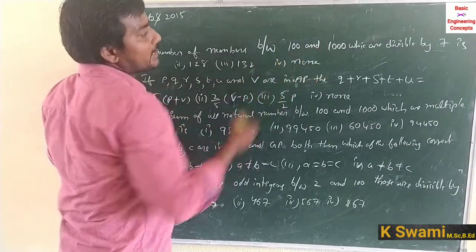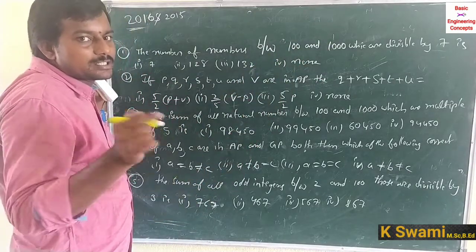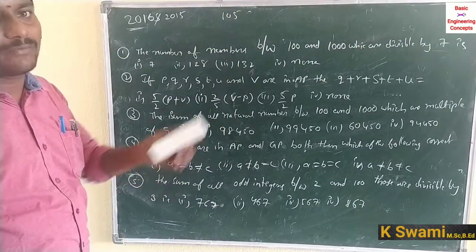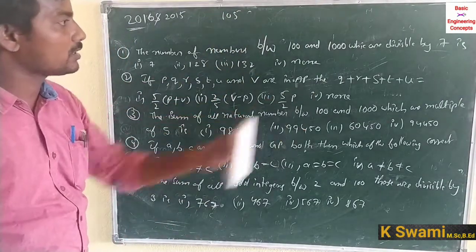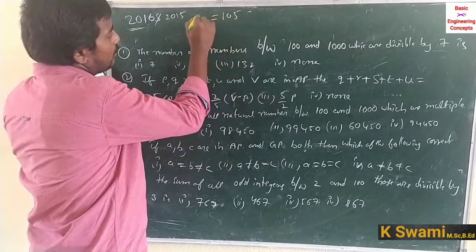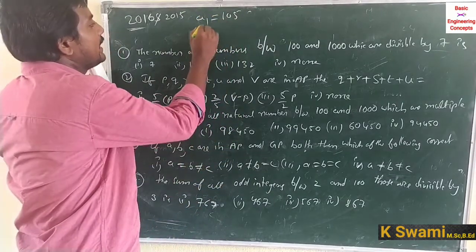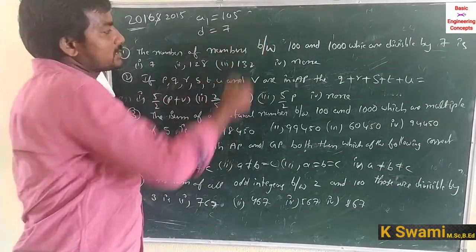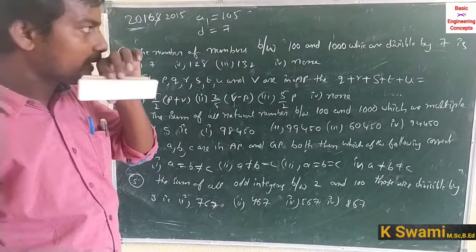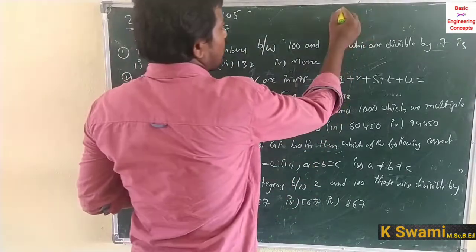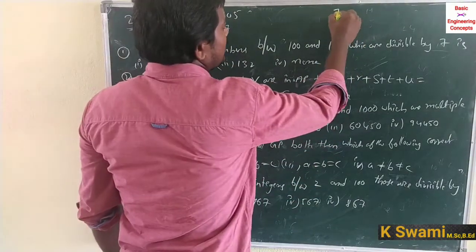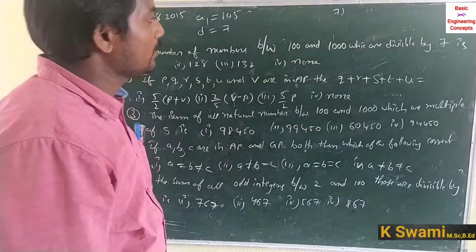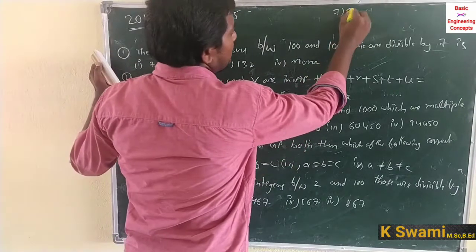సో 100కి 1000కి 7తో నిశ్శేషంగా భావించబడే మొదటి సంఖ్య 105. And the last number is, so A1 is equal to 105 and D is equal to 7. Common difference is equal to 7. And the last number is, so 1000ని మనం 7తో డివిజిబుల్ చేసినప్పుడు 7 యొక్క మల్టిపుల్స్‌లో సో 990 చూసుకుందాం.